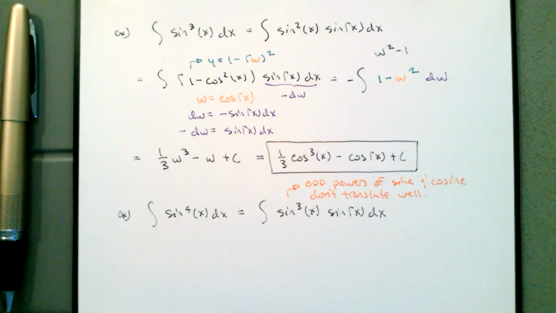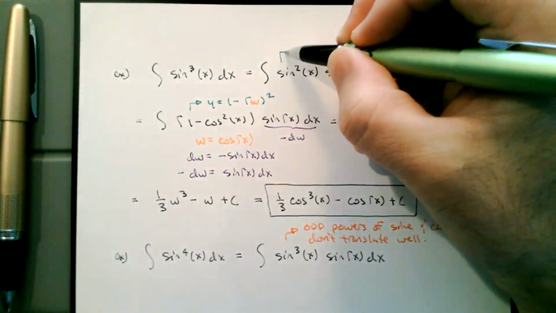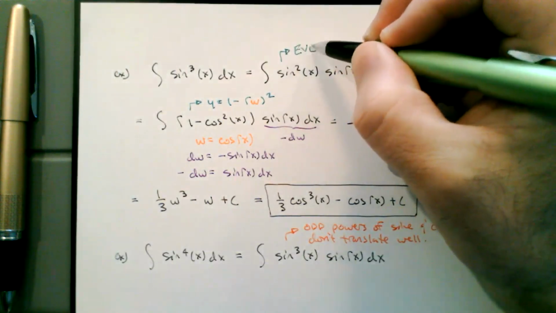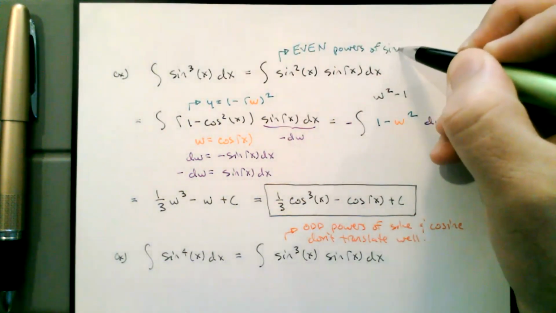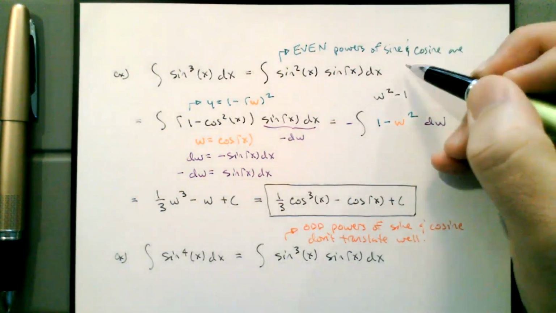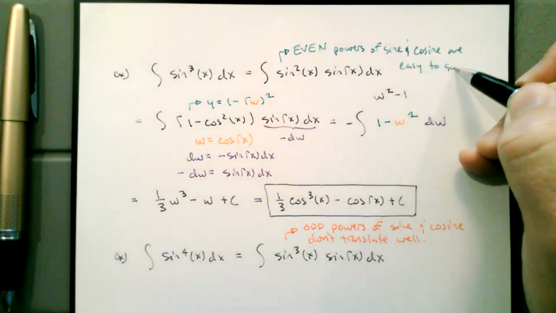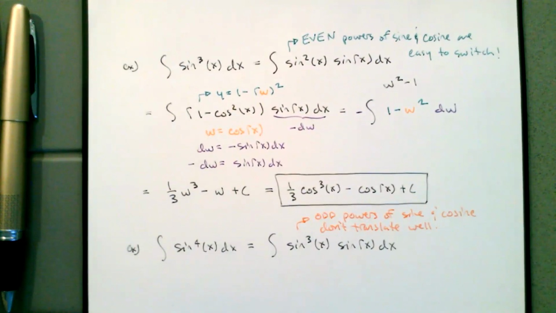We'd end up with some radicals showing up. So sine squared is 1 minus cosine squared. Even powers of sine and cosine are easy to exchange. Even powers of sine and cosine are easy to switch. Odd powers of sine and cosine don't translate well.